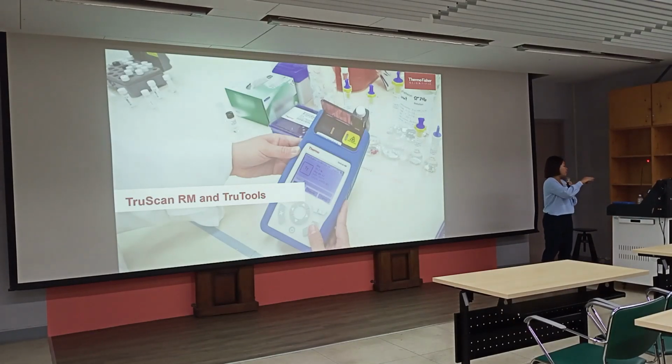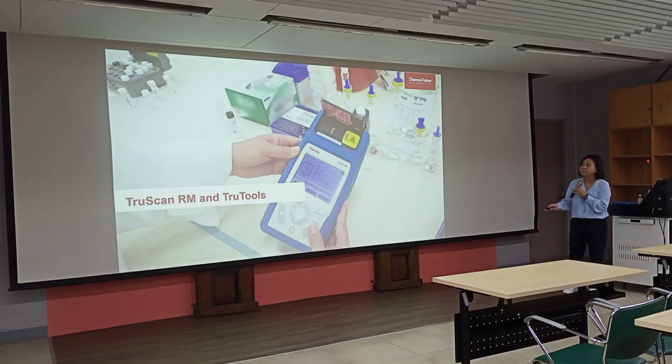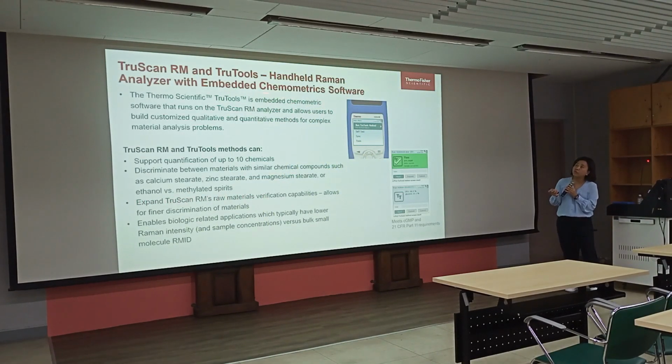Okay, so just now was all about the TruScan G3. Now I would like to take some time to share with you the TruScan RM and also the TruTools. So what is the TruTools? This is our other model, we call it the TruScan RM, and it's very powerful. It's able to add the chemometric software we call the TruTools to have additional functions to perform qualitative and quantitative analysis. For a normal handheld, you can only perform qualitative analysis, where I just want to know whether this is the same material or a different material.